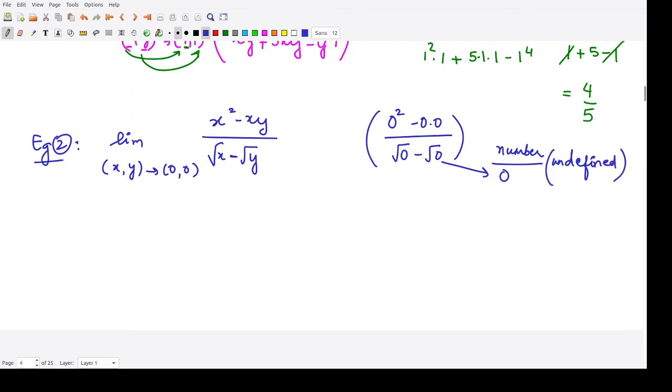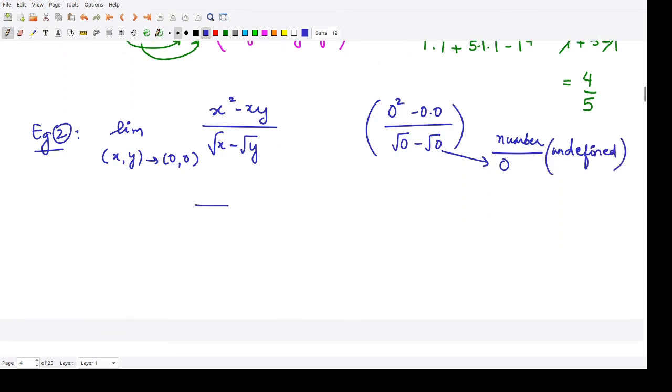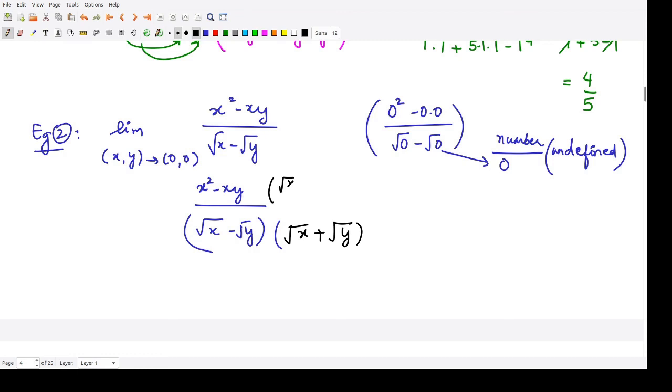So what you do instead is try to rationalize this function. We'll multiply the function by √x + √y, and in the numerator also we'll multiply by the same term, so it won't make any difference.